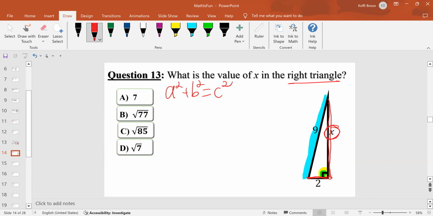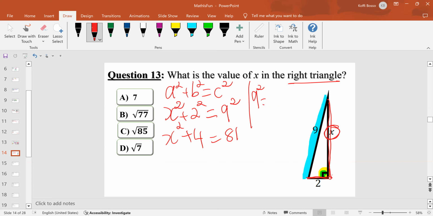So for A, it doesn't matter which one you use. A can be x, but we need this squared. And B can also be 2, we have this squared, but C has to be the 9, so 9 squared. So x squared plus 2 squared equals 9 squared. x squared plus 4, 4 means 2 times 2, is equal to 81. Where did the 81 come from? 9 squared is the same as 9 times 9. It's not 9 times 2, but it's 9 times 9.